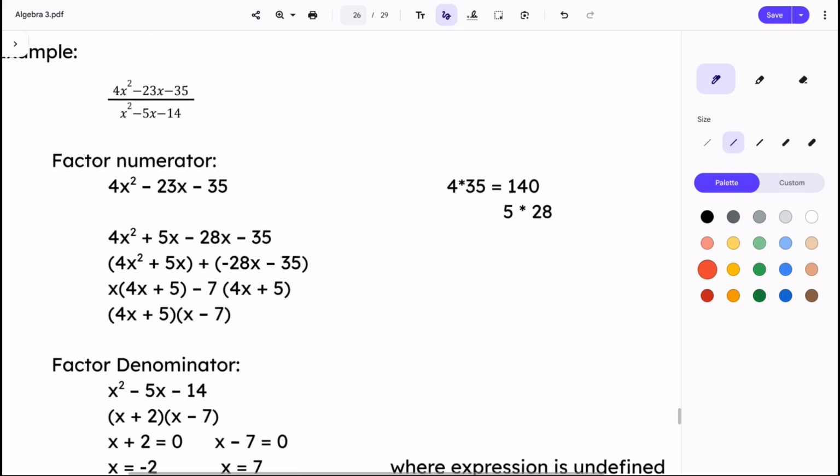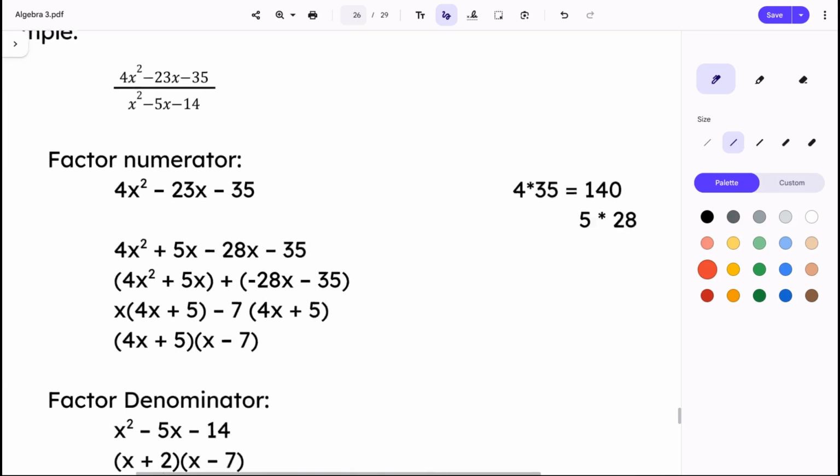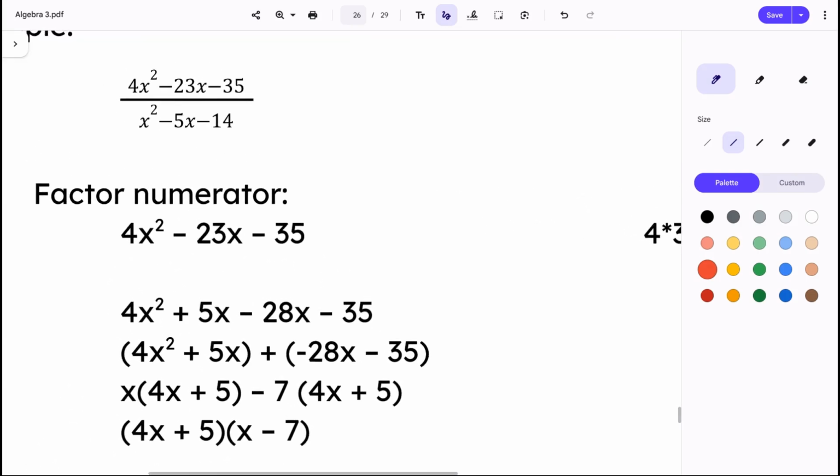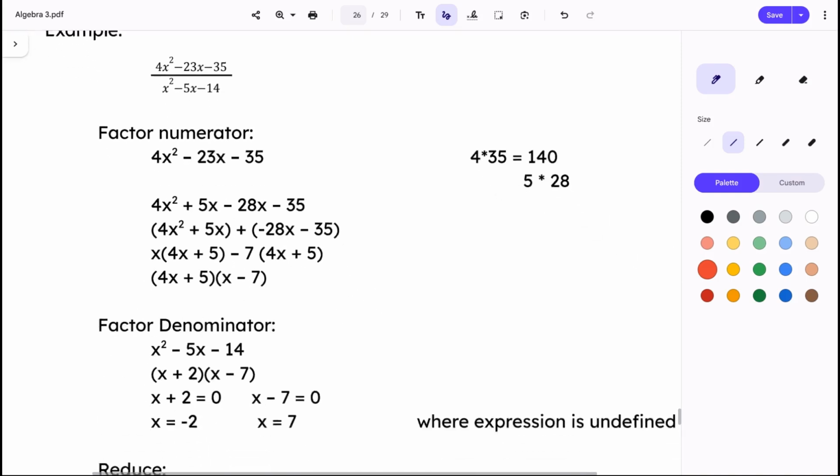Okay, so this first example, I've got it worked out here, so I'm going to talk through it. We've got 4x squared minus 23x minus 35 on the top, and then on the bottom, x squared minus 5x minus 14. We talked about how to factor both of these things in the last section, section 5. Now, the bottom one is like what we had just been factoring. It's pretty cut and dry, like you just do your shortcut and you're good to go. And that's what's showing up down here.